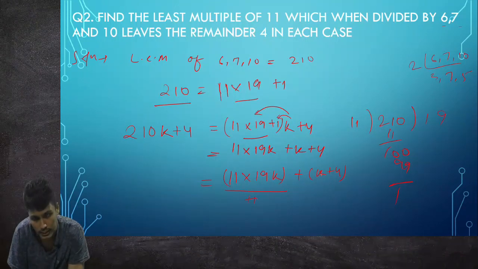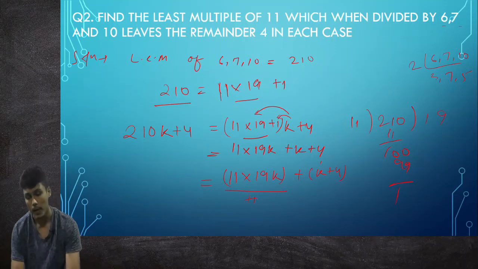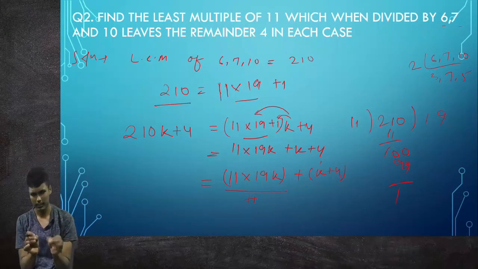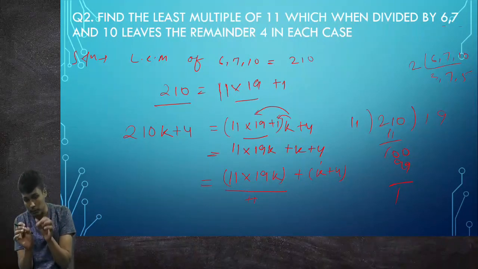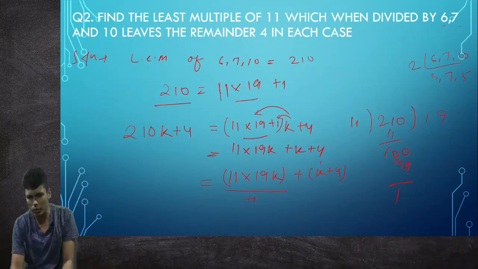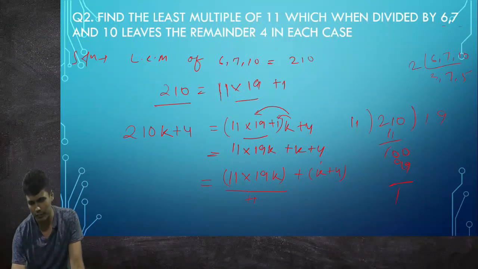Is k plus 4 a multiple of 11? If we write k equal to 1, 4 plus 1 is 5. Can we divide 5 by 11? No. For k equal to 2, 4 plus 2 is 6, same thing. Check it out. Put the value of k such that this is divisible by 11. Suppose we put k equal to 6. 6 plus 4 is 10. Can 10 be divided by 11 or not?